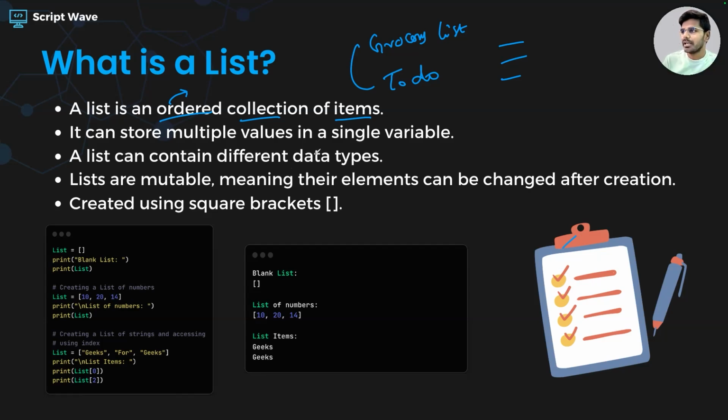It can store multiple values in single variable. List can store multiple values in single variable. A list can contain different data types. So the list can contain different data types, need not be only a specific data type.